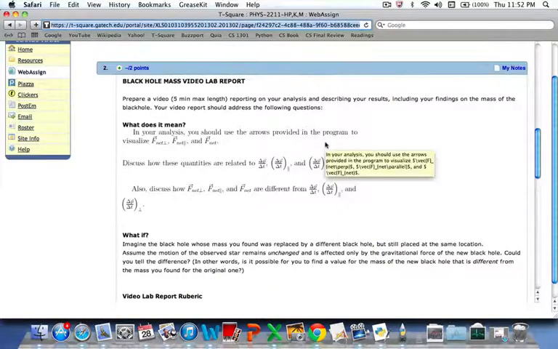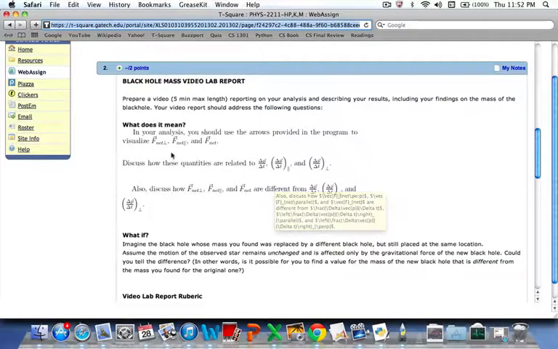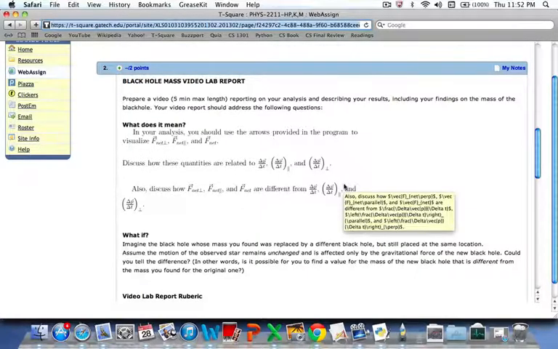So basically, FNet in general has exactly the same value as delta p over delta t, and FNet parallel has the same value as delta p over delta t parallel, and FNet perpendicular the same as delta p over delta t perpendicular. So although these values are the same, the meaning behind these values is different for each.